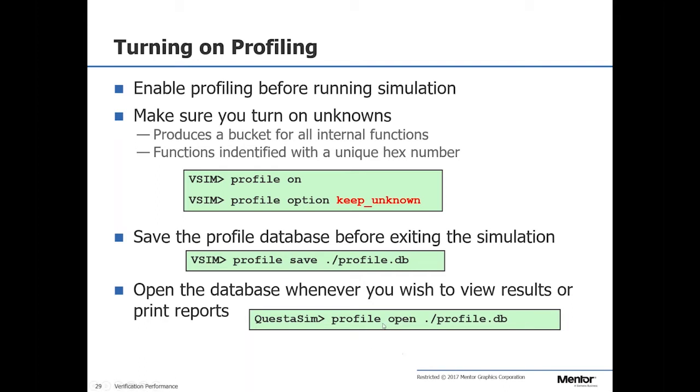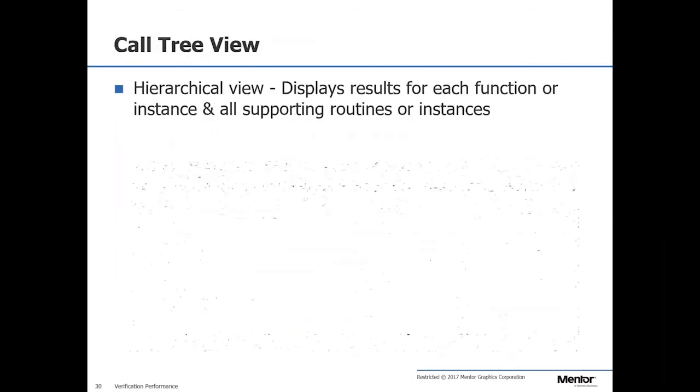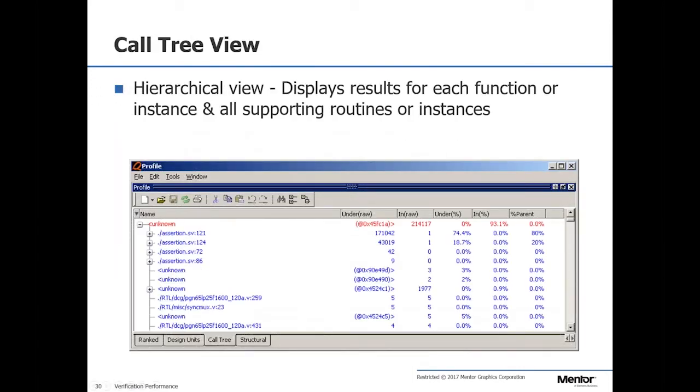If you've done it in batch mode, then what you do is you say, okay, I've run a batch simulation, it's saved the DB, so now I'm going to fire up Questa and I'm going to open this profile DB and analyze what was going on. So here is the analysis. There's a few different things you can look at, but I'd say either the structural or the call tree are the two things that I tend to look at.